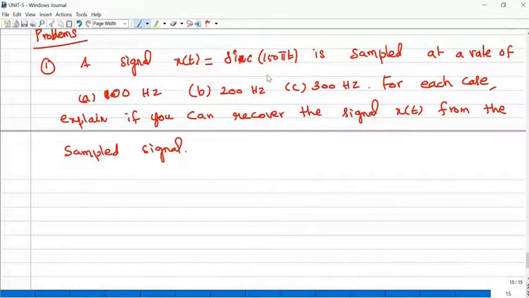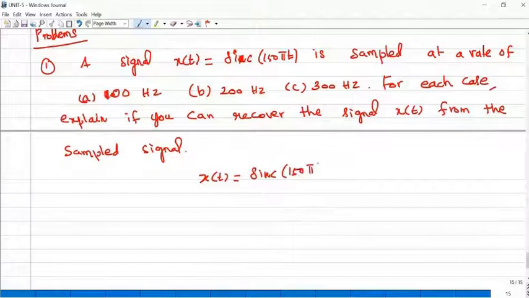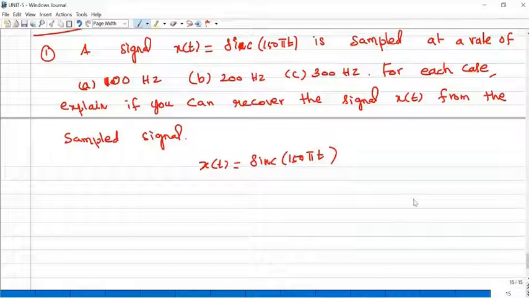Okay, right. So, what is the signal given? X of t equal to sinc of 150 pi t. The sampling theorem we discussed using frequency domain analysis. We have taken the CTFT of x of t and plotted it in the frequency domain. Then Fs must be greater than or equal to 2 times Fm. Now x of t equal to sinc pulse of 150 pi t.